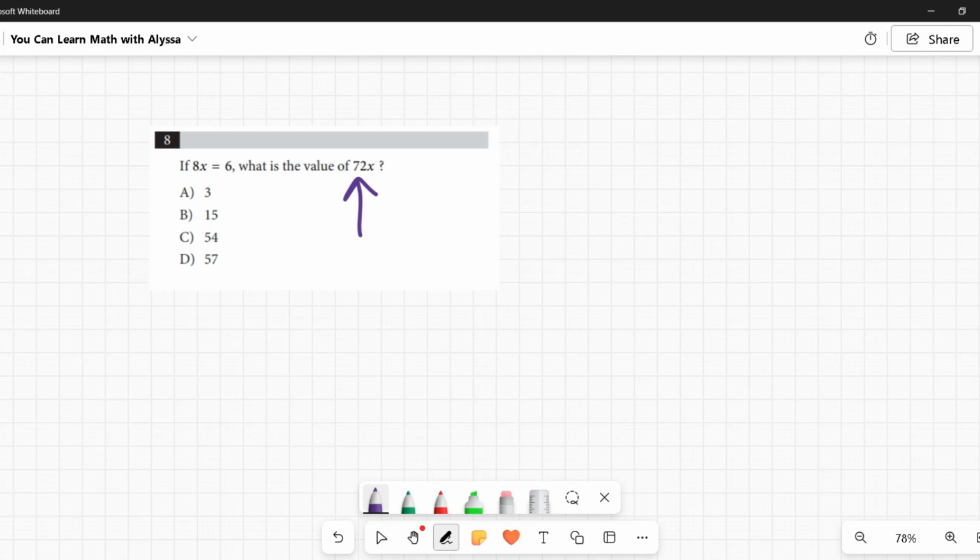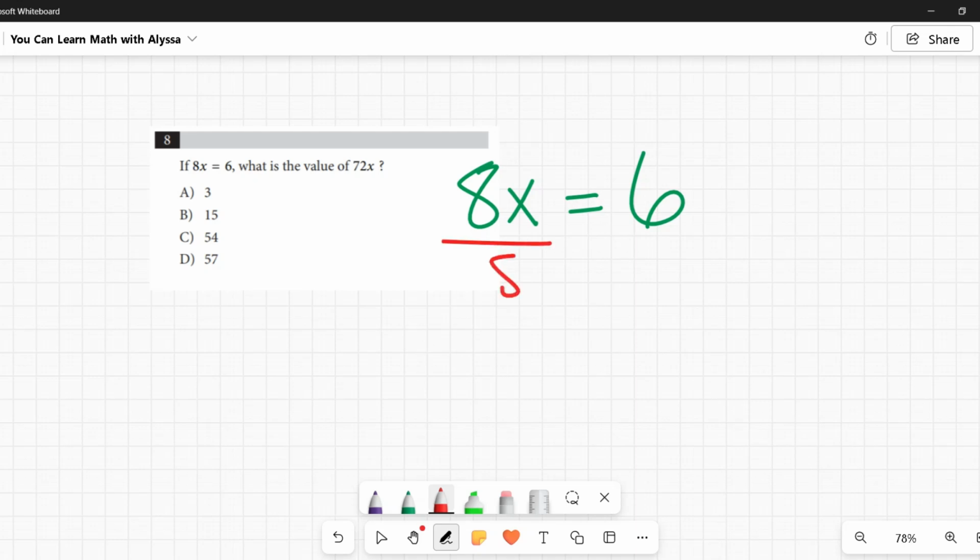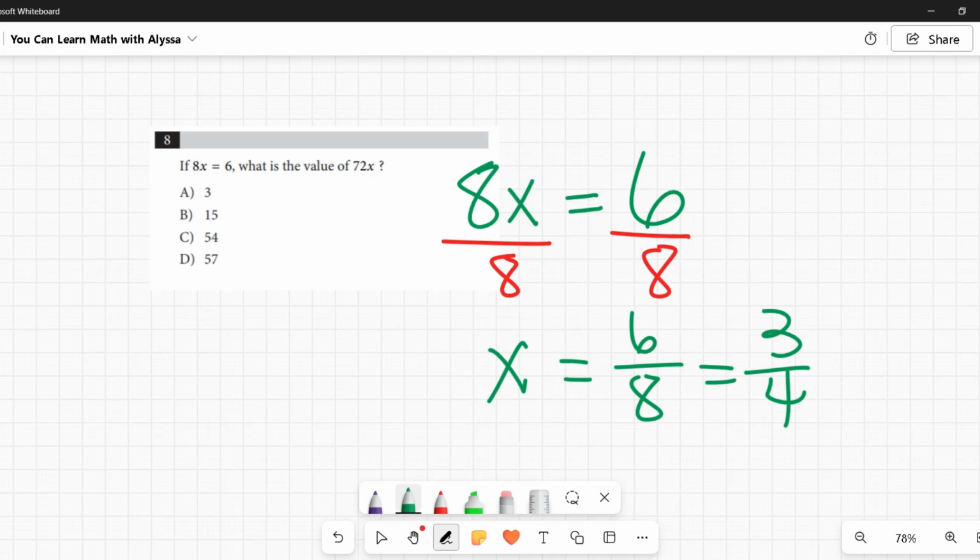But if we were to solve for x and then use it in this equation, we would say 8x equals 6. 8 times x equals 6. We want to undo what's been done: since x was multiplied by 8, we want to divide both sides by 8. We get x on the left, and on the right, 6 over 8, or 3/4, or 0.75. That is what x is equal to.